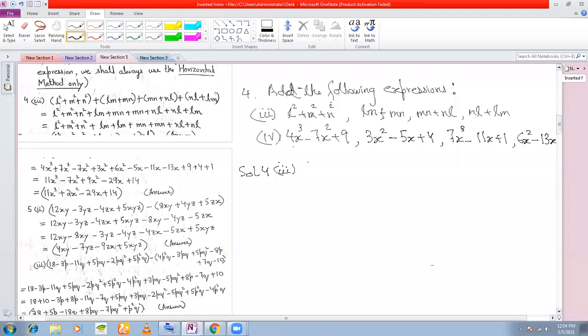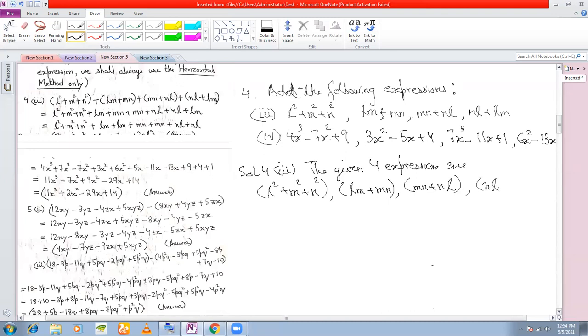See, you have 4 expressions here, right? The given 4 expressions are, now insert brackets first. l square plus m square plus n square. This is one expression. The other expression is lm plus mn. Another expression, next is mn plus nl. And finally, you have nl plus lm. These are the 4 expressions you need to add. Therefore, what should be the addition? Sum. You add up these, you put a plus sign in between.